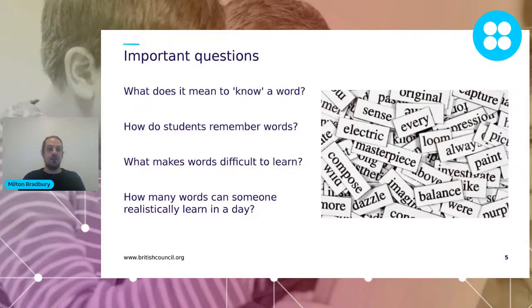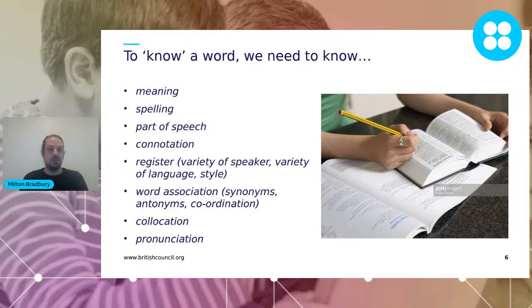Okay, next slide, please. So what does it mean to know a word? To know a word, we need to know the meaning, so the definition. How can we convey meaning? Well, we can give them a definition. We can give them the translation into their L1. So in this country, in Mexico, Spanish, we give a picture, something like that. We use that to convey meaning.